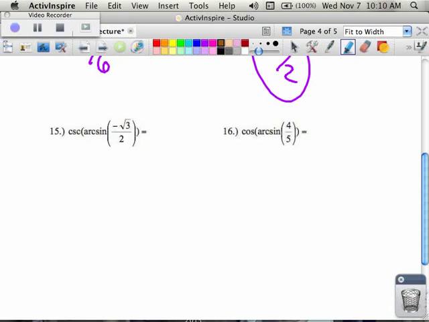In number 15, we're looking for the angle that has a sine of negative root 3 over 2. Remember that means your answer has to be between negative pi over 2 and pi over 2. Tristan? Negative pi over 3 I would take, or negative 60, either one. Negative pi over 3.